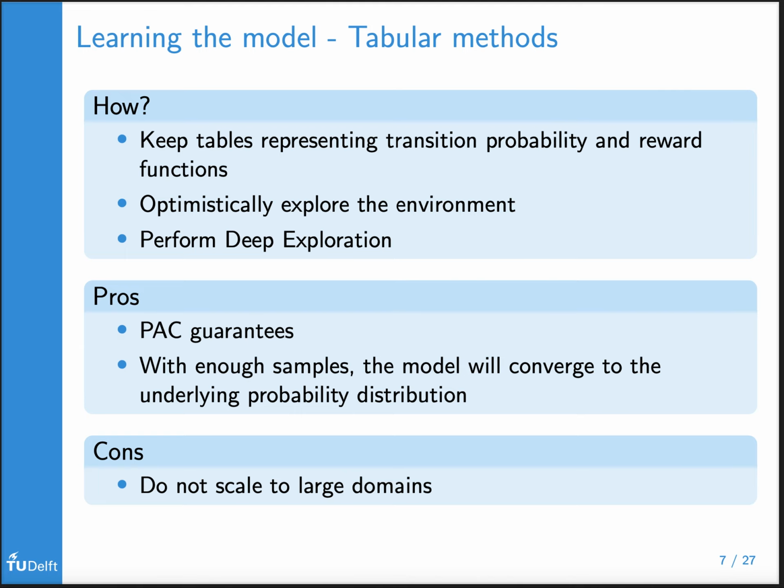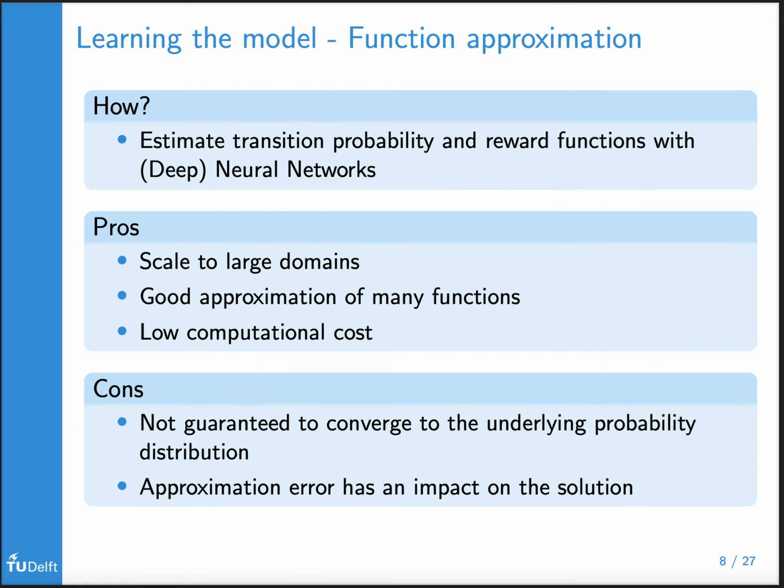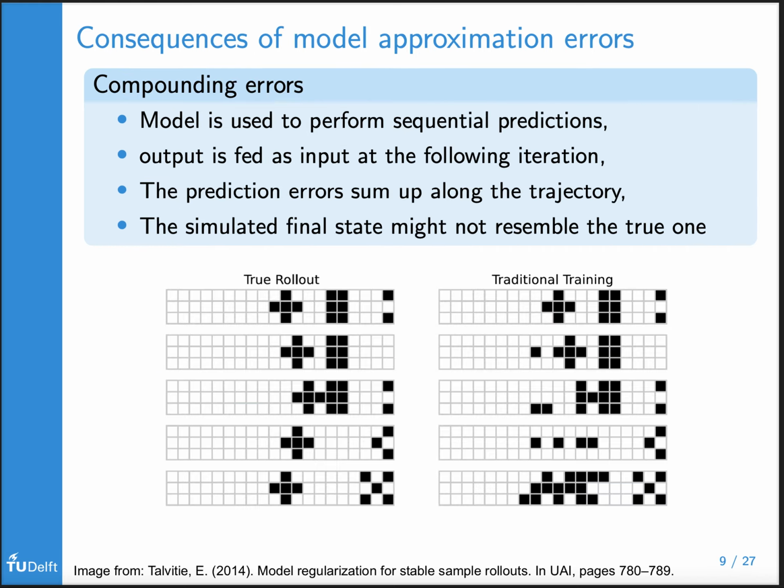For example, it would be unfeasible to keep track of all the state action pairs if the state space is continuous. Another solution is to use function approximation, and in this case we consider deep neural networks, of course. They are very useful since they can scale up to very large and complex domains, allowing for a good approximation of many functions at a relatively low computational cost. However, when using deep neural networks, we are not guaranteed to converge to the underlying probability distribution, and the approximation error will have an impact on the solution.